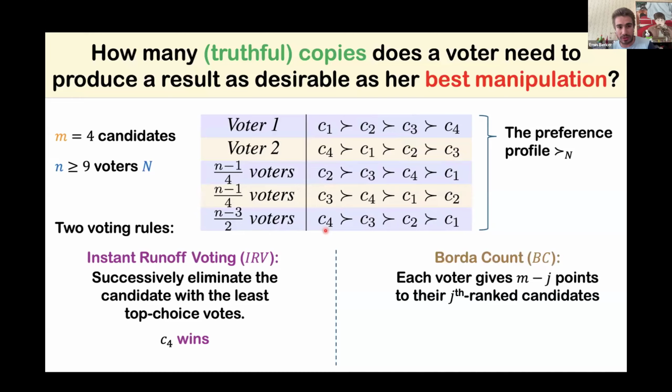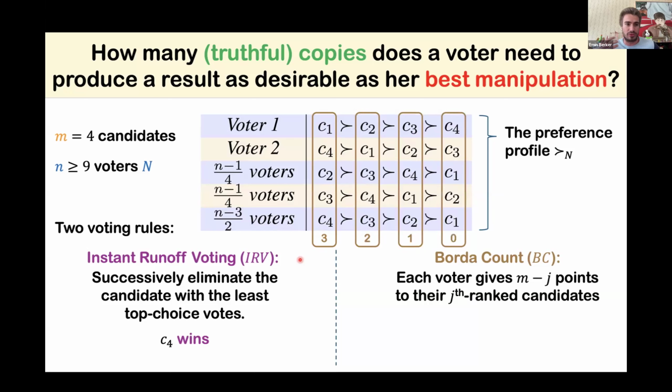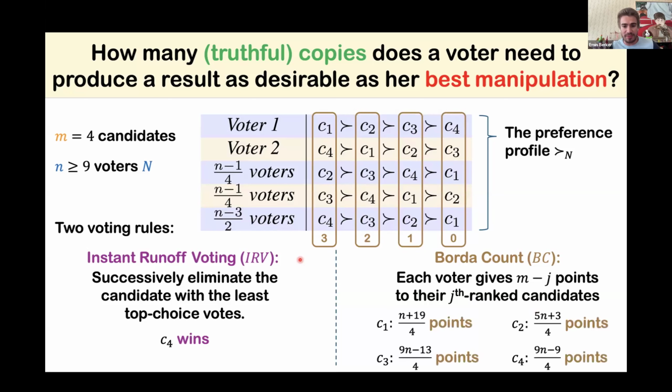Another voting rule that's quite common is Borda count, where every voter gives m minus j points to their jth ranked candidate. Remember that m is the number of candidates here. So in this case, they would give 3 points to their top choice, 2 points to their second top choice, 1 point to their third top choice, and 0 points to their bottom choice. So if you believe me, not that I've given any reason to believe me, but these are the Borda points of the candidates in this election.